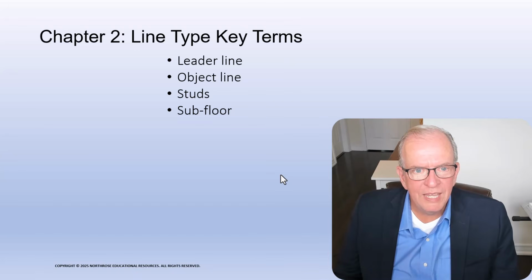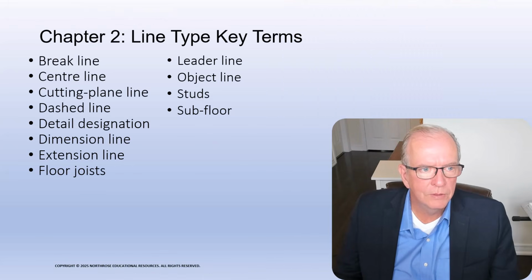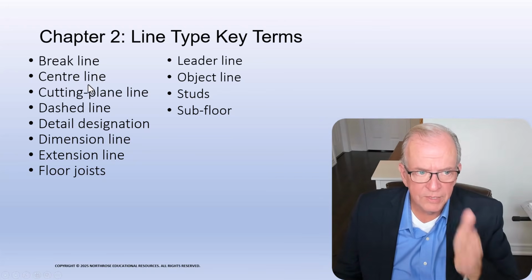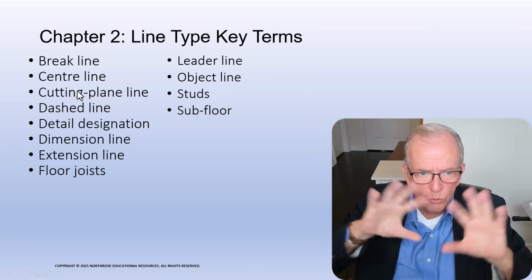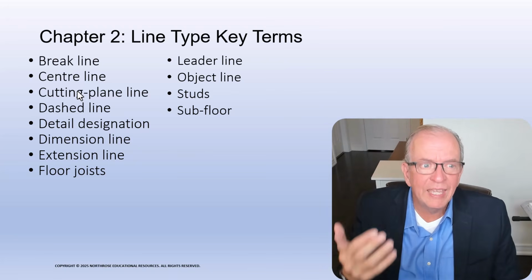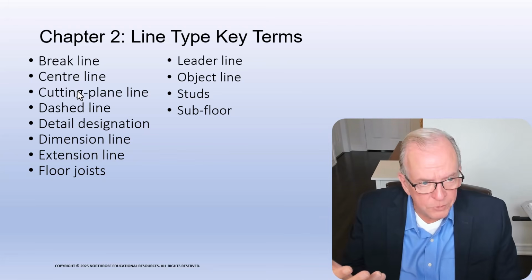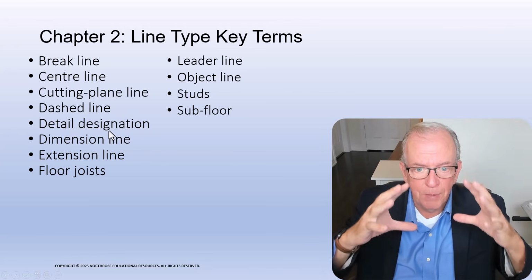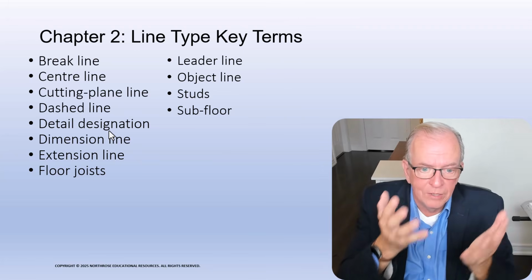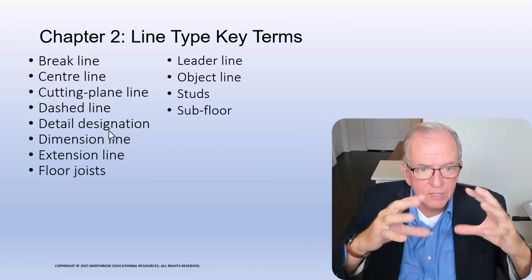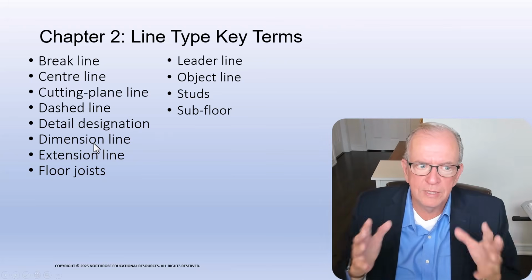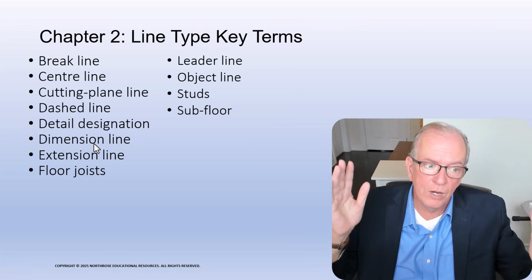All right, so some key terms that we've learned in this section, and I'll just run them all down. Break line, basically something continues. Center line, the center of it. Cutting plane line, cutting through, looking into it. Dashed line, basically a hidden line. Could be a vent pipe, could be an option for something else, could be to show which way a window opens. Detail designation, that's basically where it tells me where to look for that detail. Is it detail number 5 on A3? That's that circle with the arrow, and the arrow is the direction we're looking. Dimension line, that's where it's going to write the size. Extension line, that is telling us from where to where.